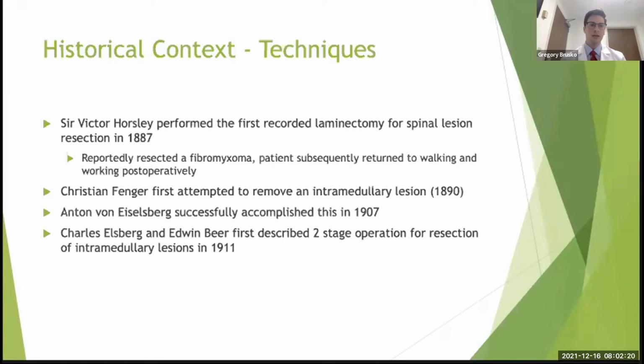Christian Fenger then in 1890 attempted to remove an intramedullary lesion, although unsuccessfully so. And Anton von Eiselsberg was credited with first accomplishing this feat in 1907. Then a few years later, Elsberg and Beer described a two-stage operation for resection of intramedullary lesions in 1911. It was an interesting approach. They made a posterior midline myelotomy overlying the tumor. Then they left the dura open and closed the wound itself, and allowed about a week or so for the tumor to partially extrude itself from the spinal cord. And then they went back in after a week and reopened the wound and resected the extruded tumor.